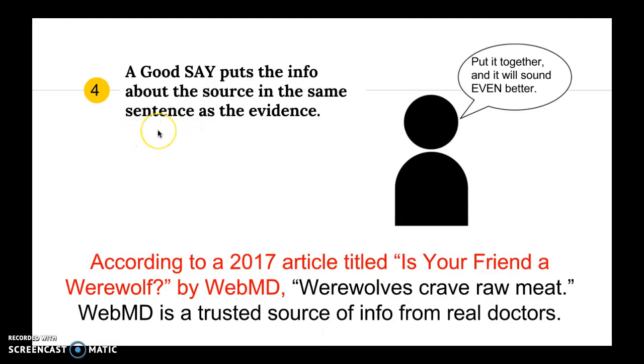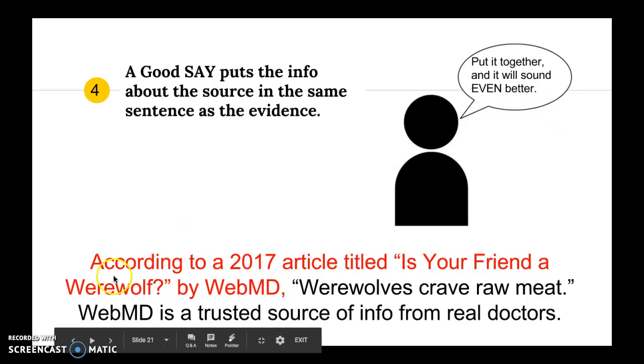And lastly, a good say puts the info about the source in the same sentence as the evidence. Put it together and it will sound even better. According to a 2017 article titled, "Is Your Friend a Werewolf?" by WebMD, comma, werewolves crave raw meat. All of that was the same sentence. WebMD is a trusted source of info from real doctors.